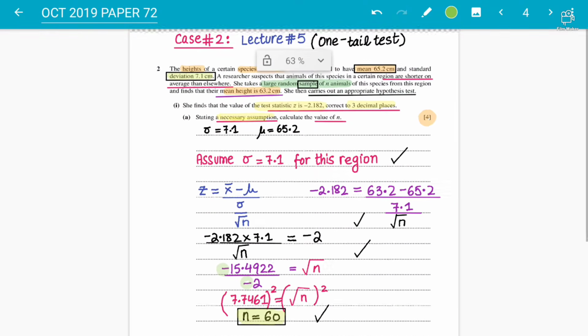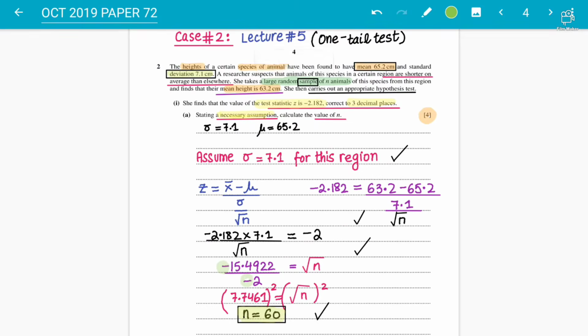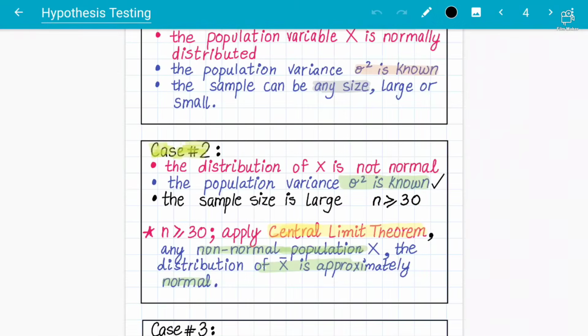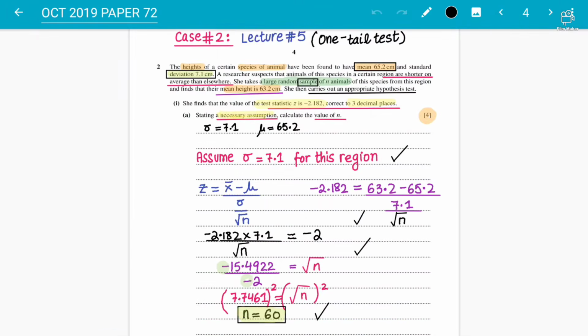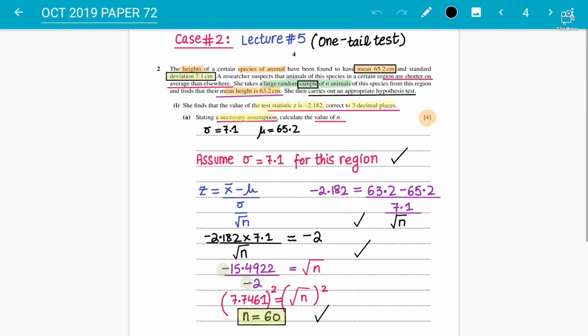For part A, as you can see, the requirement also matches. Case number 2 is basically about the number of samples being greater than or equal to 30, which we can call a large sample size, and we can easily say that from any non-normal distribution the random sample will now be approximately normally distributed as well.